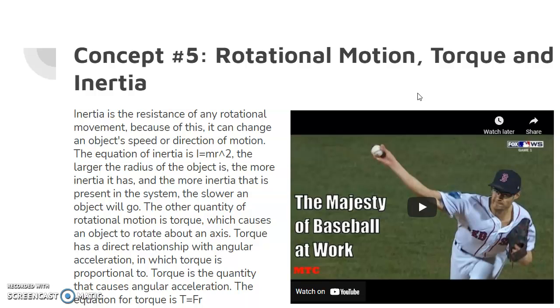Concept 5, rotational motion, torque, and inertia. Inertia is the resistance to any rotational movement; because of this, it can change an object's speed or direction of motion. The equation of inertia is inertia equals mass times radius squared. The larger the radius of an object, the more inertia it has, and the more inertia it has, the slower an object will go. The other quantity of rotational motion is torque, which causes an object to rotate about an axis. Torque is the quantity that causes angular acceleration, and the equation is torque equals force times radius.